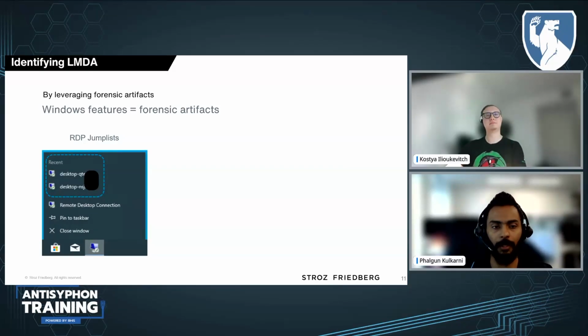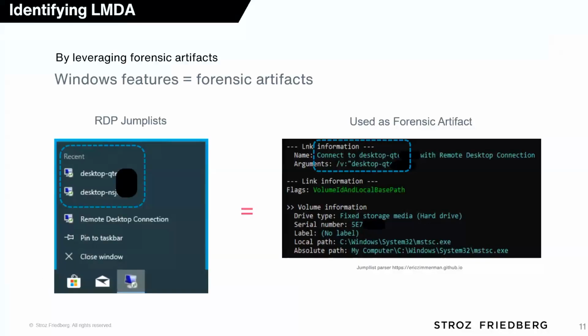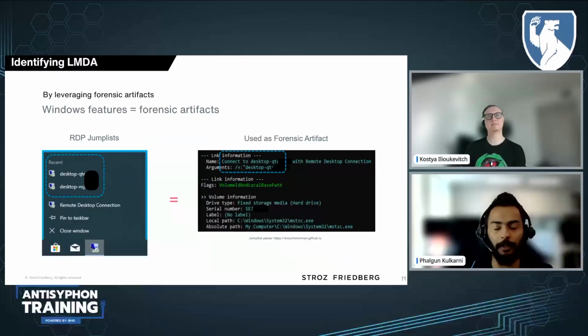Windows jump lists. So these are there to enhance user experience. But we also use jump lists as evidence of lateral movement and data access. So here we can parse the data present in jump lists and use it to prove that a user at a certain time laterally moved to a certain system using remote desktop protocol. So basically, that's how we utilize Windows features to prove the evidence of Lambda.